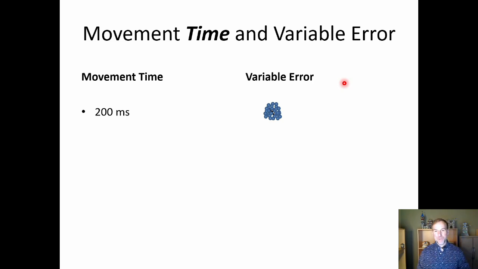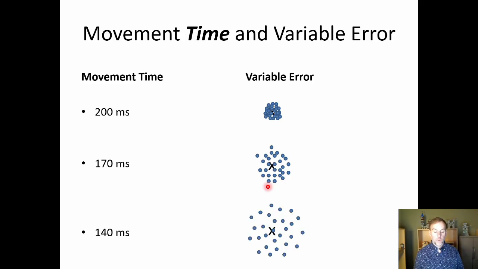Just to make that crystal clear, we can look at it in this manner. So imagine you move with a 200 millisecond goal movement time and you've got a small variable error. Then we ask you to move faster and your variable error gets larger. We ask you to move faster again and your variable error also gets larger.